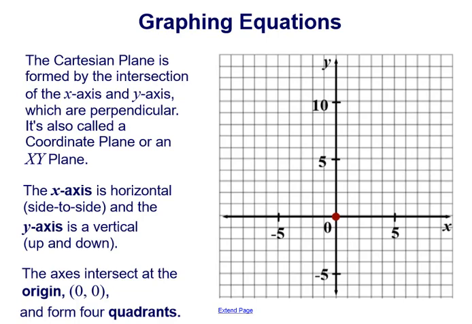The Cartesian plane is formed by the intersection of the x-axis and the y-axis, which are perpendicular to each other. It's also sometimes called the coordinate plane or the xy plane, but it's also the Cartesian plane. Now, the x-axis is horizontal, side to side, left and right motion, and the y-axis is vertical, an up and down motion. The axes intersect at the origin, which has the coordinate of (0, 0). That's where x equals 0 and y equals 0. And they form the 4 quadrants, often labeled with numerals 1, 2, 3, and 4.